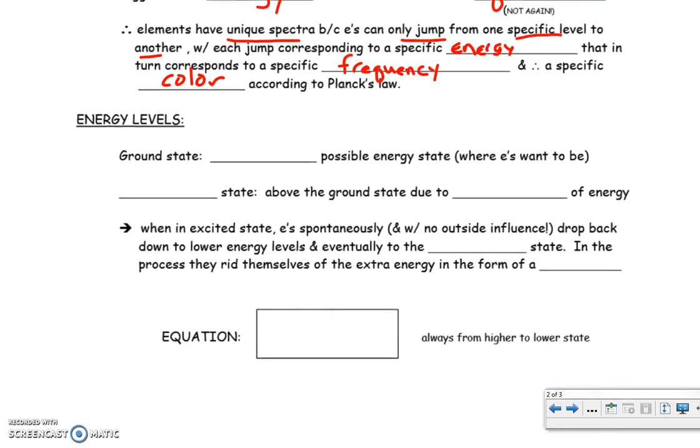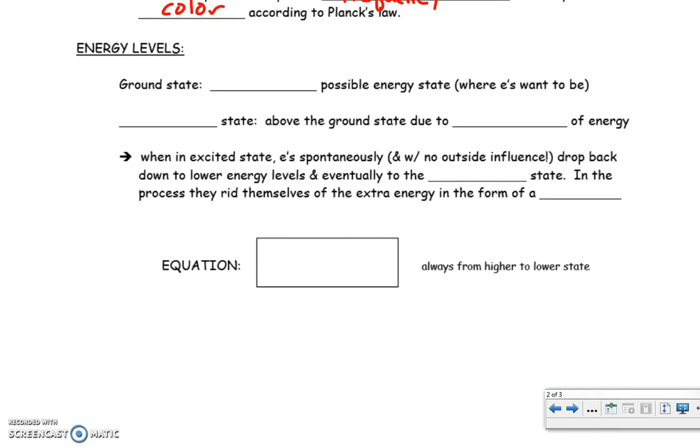So let's talk about energy levels, because that's really the key topic. There's two things you need to know. You need to understand that all atoms have a ground state. Hopefully you remember that from chemistry, but let me remind you what it is. It is the lowest possible energy state, and that's where electrons want to be. By default, electrons will generally be found in the lowest possible energy state. They don't want to be in the excited state, which is the next one.